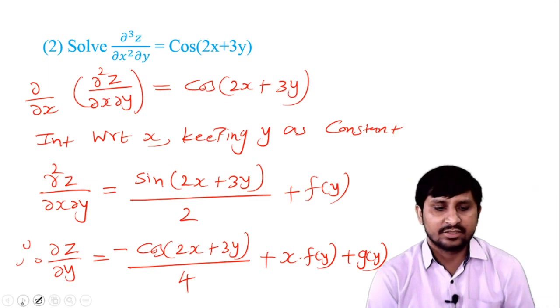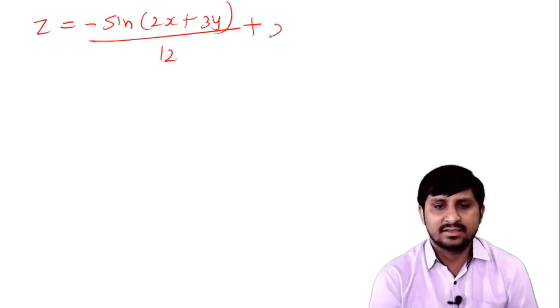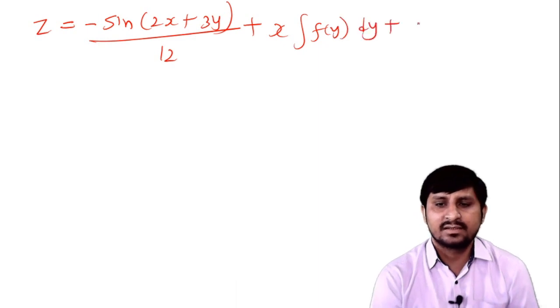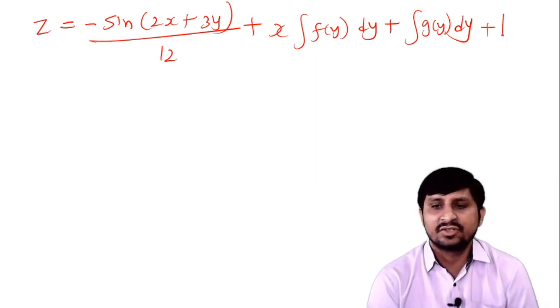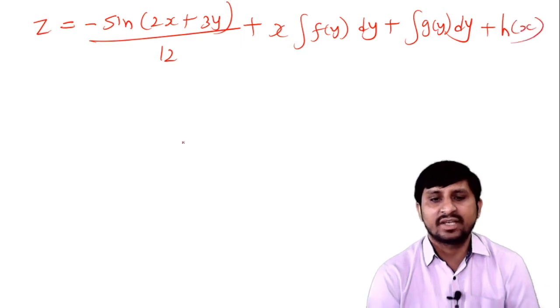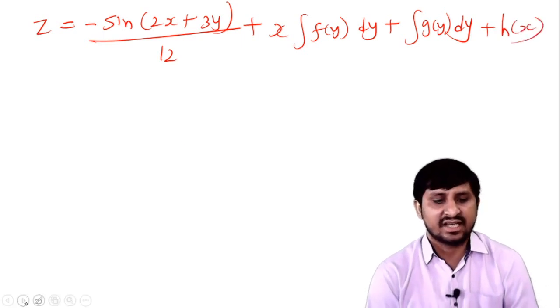So x is a constant. So x as it is, integration f of y dy plus integration g of y dy, and because in integration with respect to y, x is a constant, you can add some function of x, that is called h of x. Okay, so this is my final answer for this example.